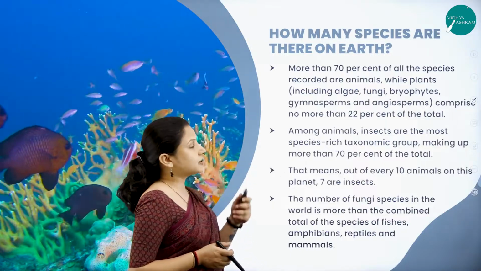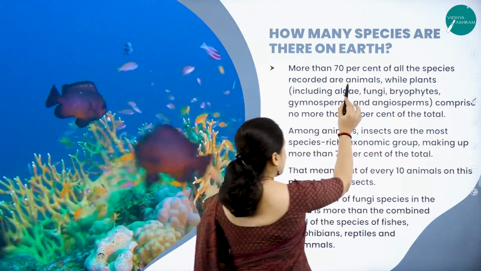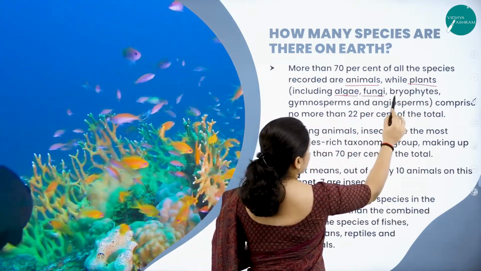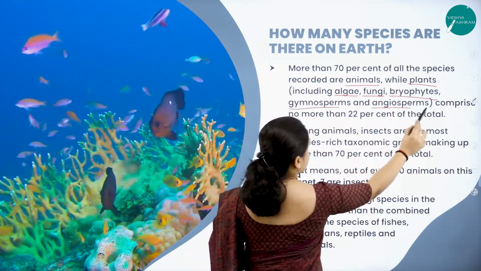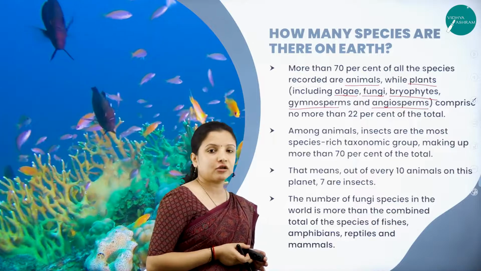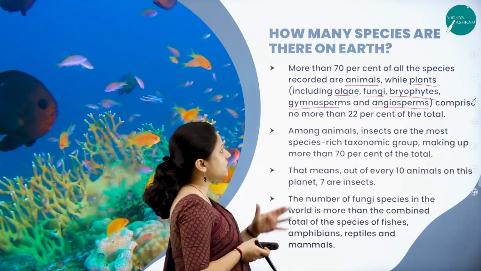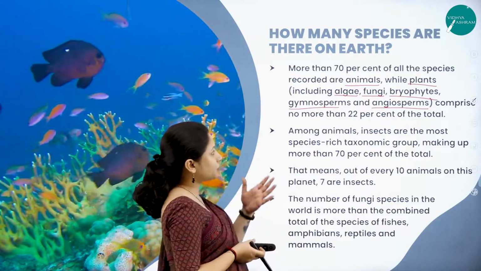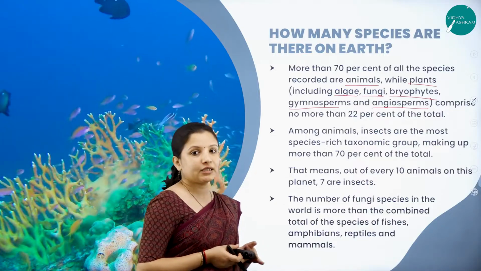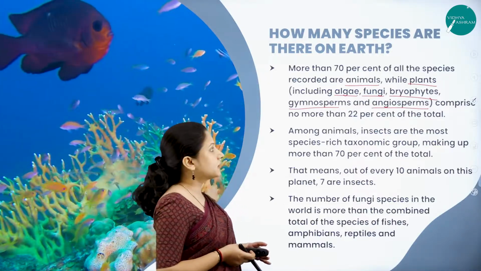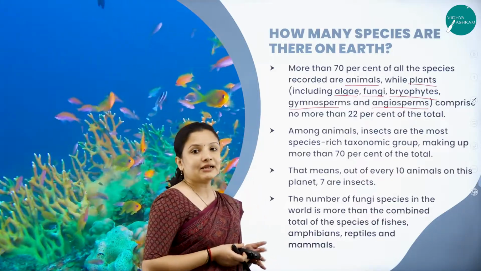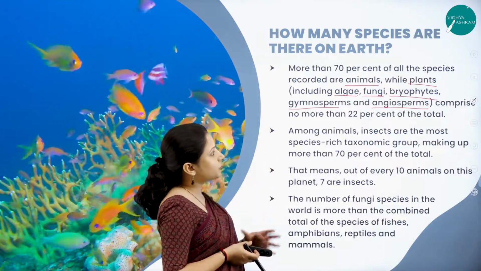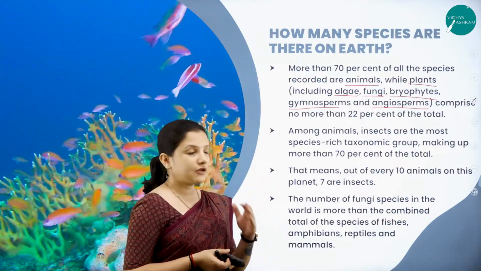More than 70% of all species that are recorded are animals, while plants include algae, fungi, bryophytes, gymnosperms and angiosperms. Algae can be unicellular or multicellular forms which are aquatic in nature. Then we have the fungi, which are microorganisms, and even mushrooms come under the group of fungi. Then we have the bryophytes, the mosses. Then we have the gymnosperms, that is the cycads, the pines, whatever cone producing plants there are. And we have the angiosperms, that is all the flowering plants.